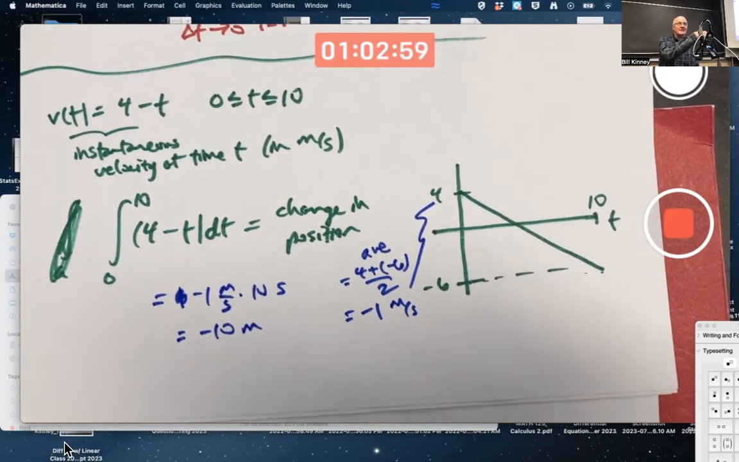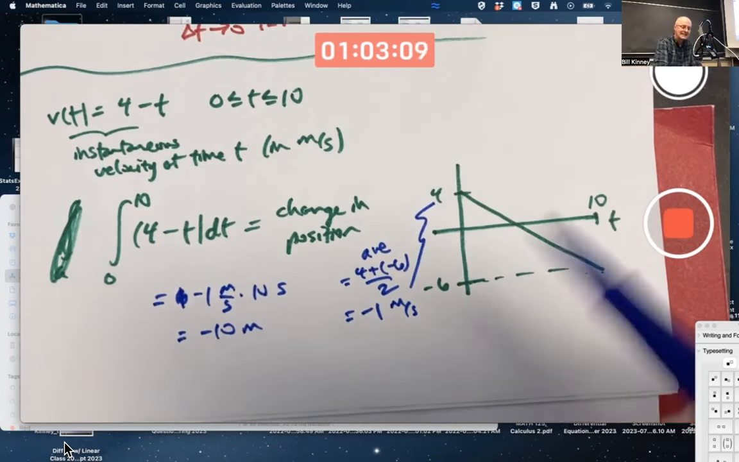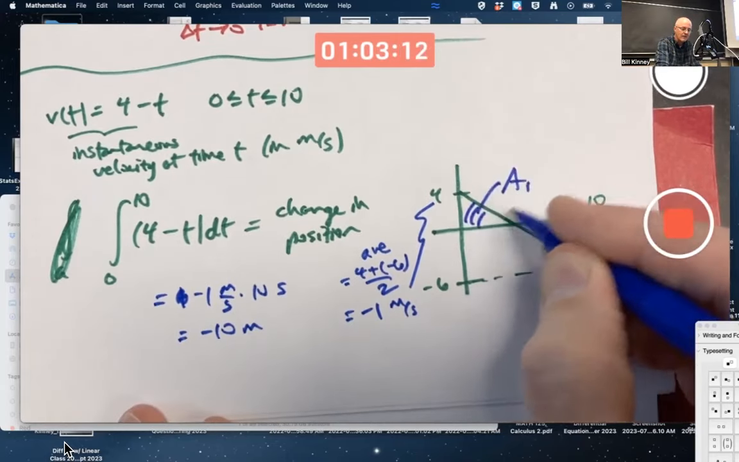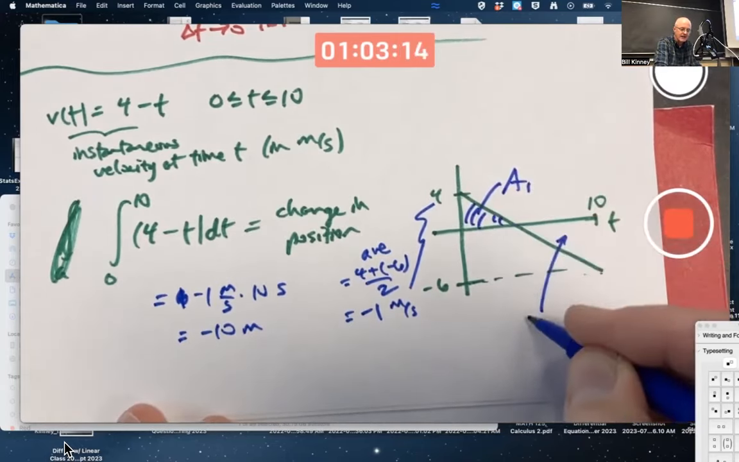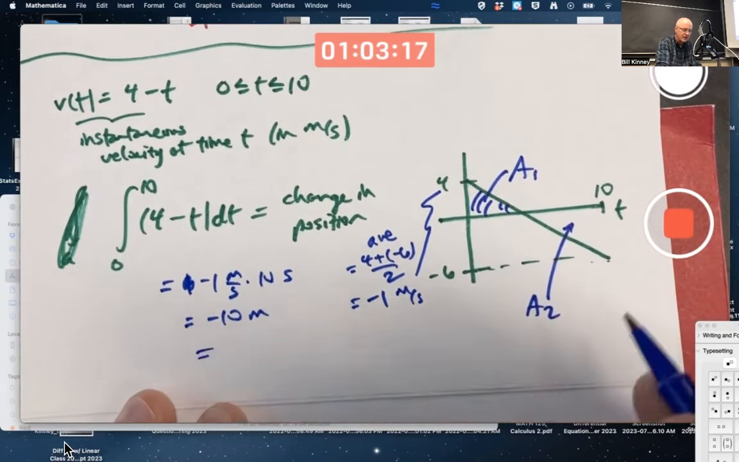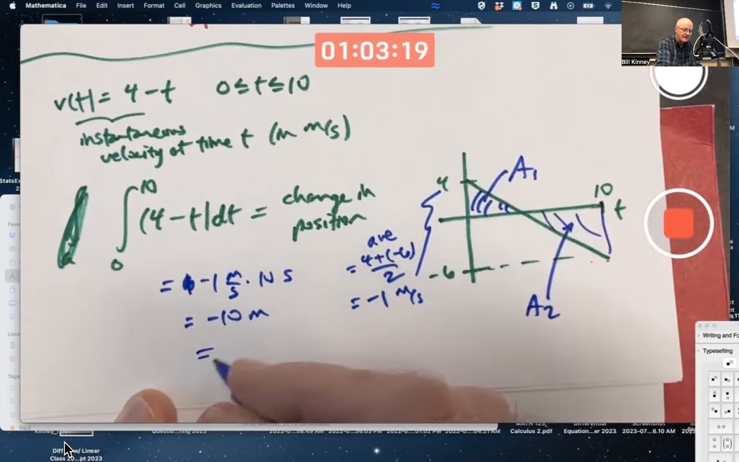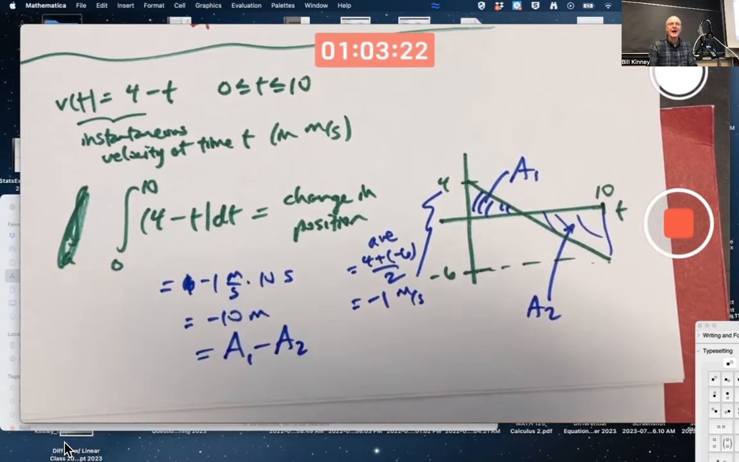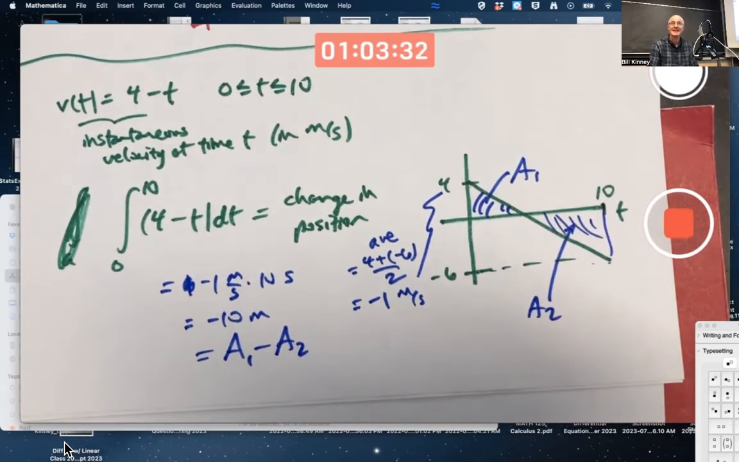If rightward is positive, leftward is negative, you travel to the right a bit, then you turn around, you go to the left, and you end further to the left of where you started, 10 meters to the left of where you started. And it is this area, call this A1, minus this area, call this A2. You can check, those are both triangles there. This is A1 minus A2. I would encourage you to do that sometime in the next 20 minutes to confirm that you can see that. Compute the areas of those triangles and do the subtraction. You should get -10. Okay, you could do it right now. It should take you 30 seconds.